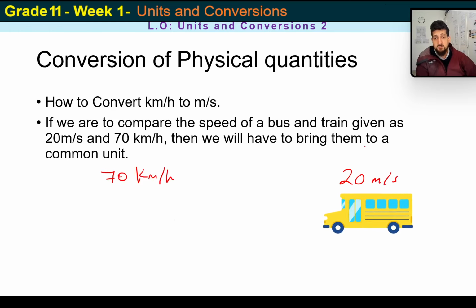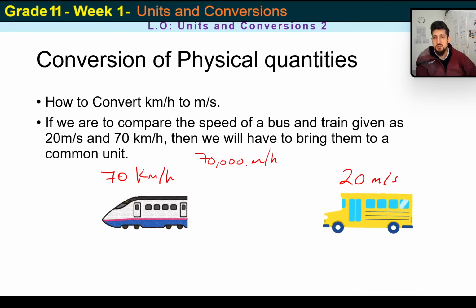Then we will have to bring them to a common unit. I don't know which one's faster because they're different units. So how do I do it? Well, there's one easy way of doing it and one right way of doing it, if that makes sense. Let's see. I need to convert 70 kilometers per hour to meters per second. So first of all, I know that 70 kilometers equals 70,000 meters.